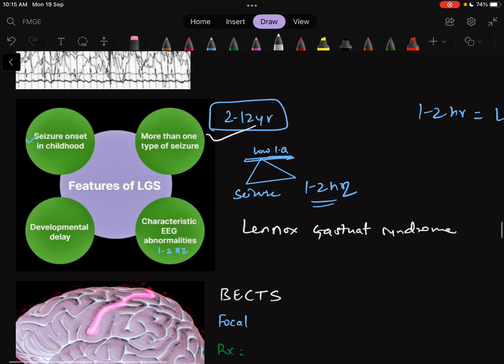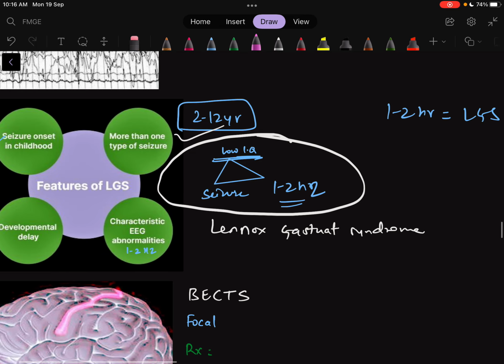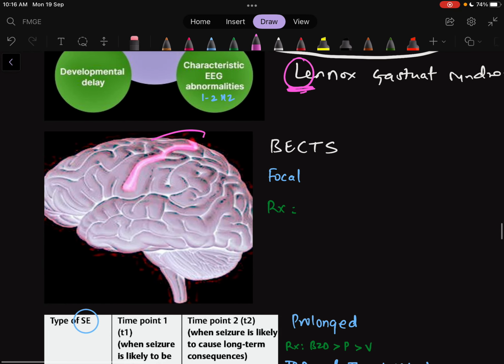2 to 12 year children. This is developmental delay or low IQ. In the other seizure we saw, the child was developmentally normal. In Lennox-Gastaut, there is low IQ. Then next one is, this is the central sulcus of the brain.